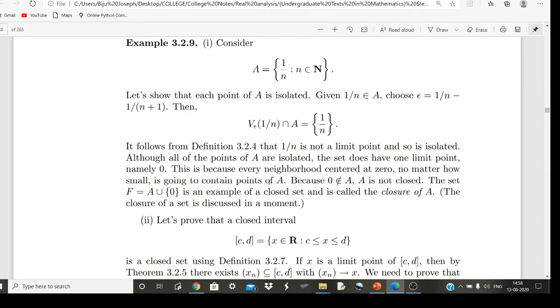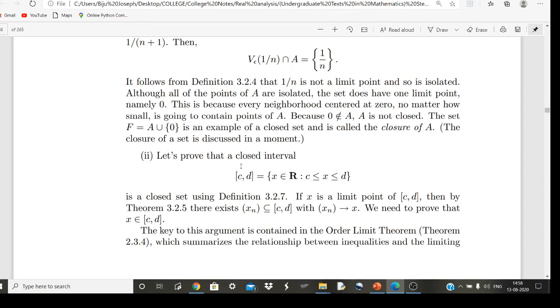Now, we are trying to construct another set F equal to A union the set {0}. What we are doing is we are trying to add the limit points of the set to it and make another set so that it becomes a closed set. So this is a closed set and this F is called the closure of A. Okay, now we'll go to the next example.